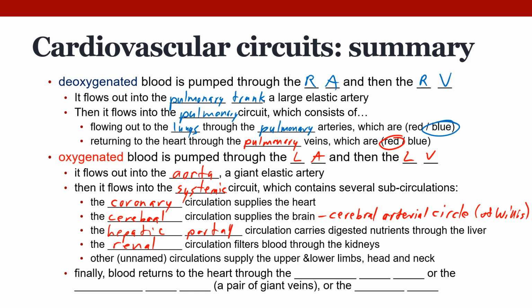Finally, blood returns to the heart through the superior vena cava or the inferior vena cava, a pair of giant veins, or if you happen to be taking a trip around the heart, it returns to the heart through the coronary sinus.